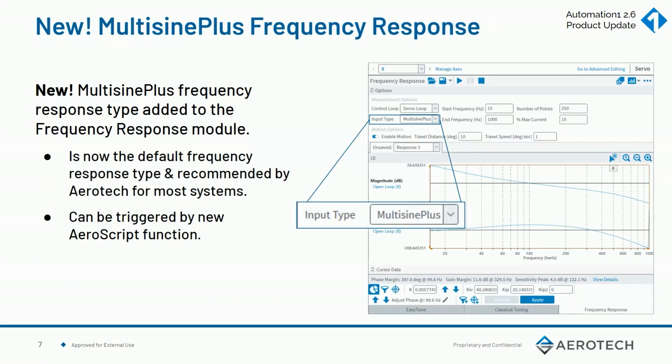Next, we have a new MultisinePlus frequency response module. MultisinePlus is now the default frequency response type and recommended by Aerotech for most systems. This can now be triggered by a new AeroScript function as well. More details for this are available in the help file.